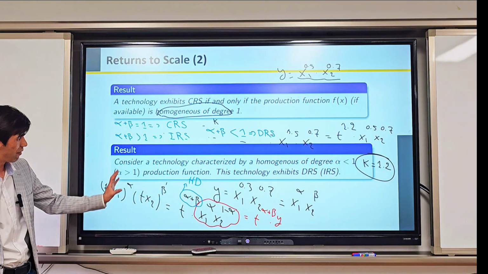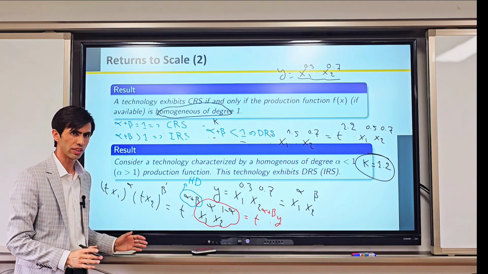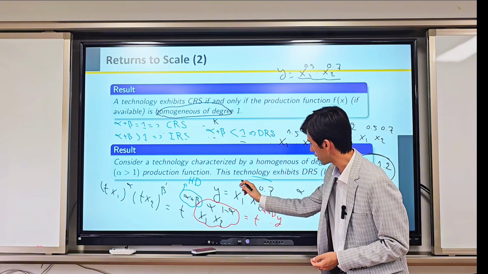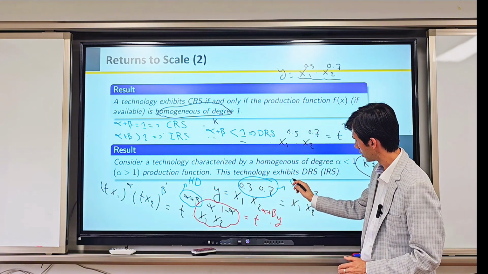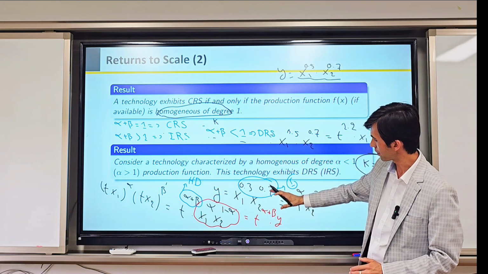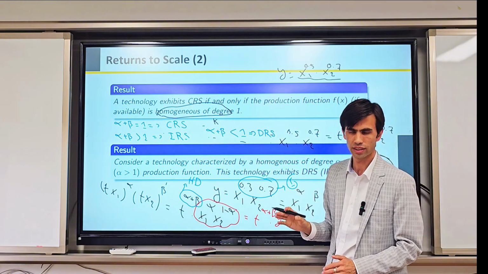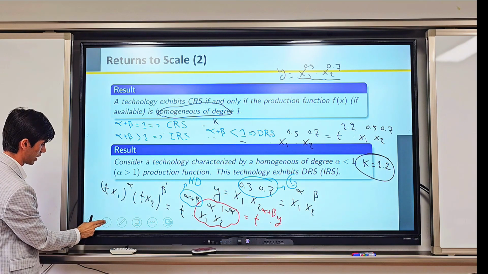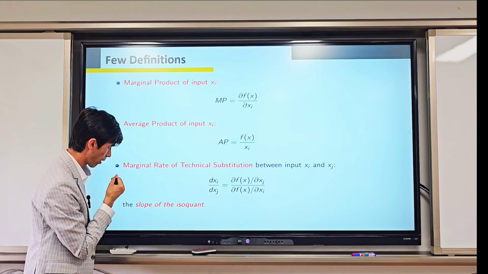So now if you have a Cobb-Douglas type production function, and someone asks what kind of return to scale it shows, just sum up these two exponents. If the sum is equal to 1, this Cobb-Douglas production function is constant return to scale. If it is greater than 1, increasing return to scale. If it's less than 1, it's decreasing return to scale. That is the easiest way to find out whether a Cobb-Douglas production function is increasing, decreasing, or constant.